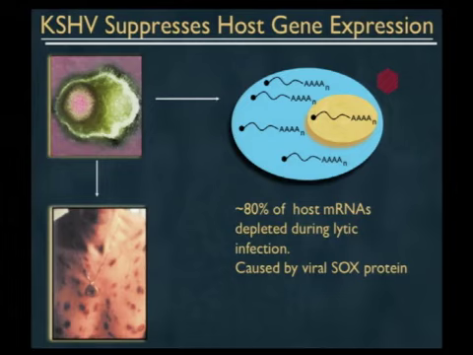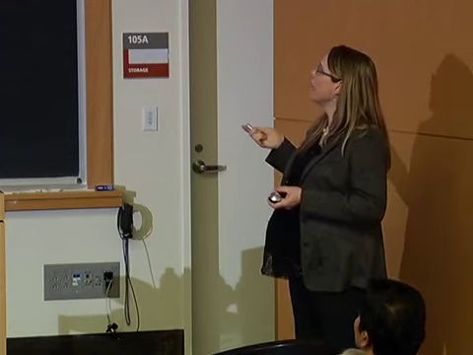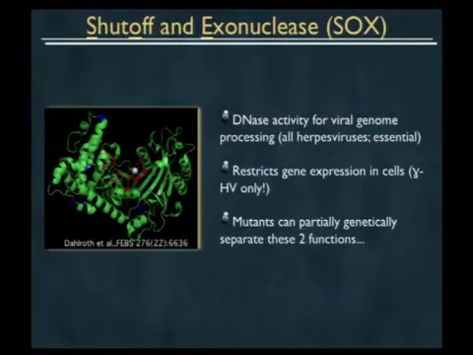And one of the reasons that we study it is that during lytic infection with KSHV or other gamma herpesviruses like Epstein-Barr virus or murine relatives of these viruses, their lytic infection promotes a very prominent destruction of messenger RNAs in cells. So in fact, the vast majority of host messenger RNAs are downregulated during infection. And what we've shown is that this is primarily carried out by a single viral protein called SOX. SOX stands for shutoff and exonuclease, and that's because this protein is bifunctional.